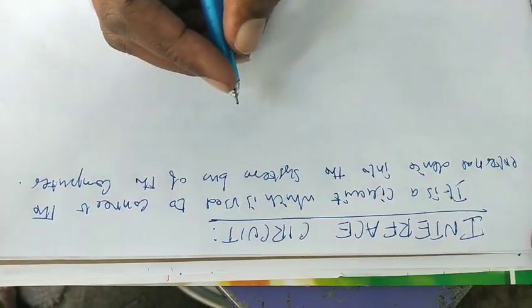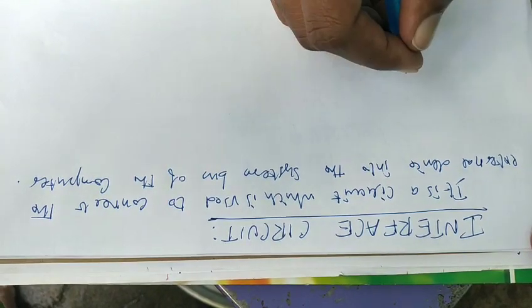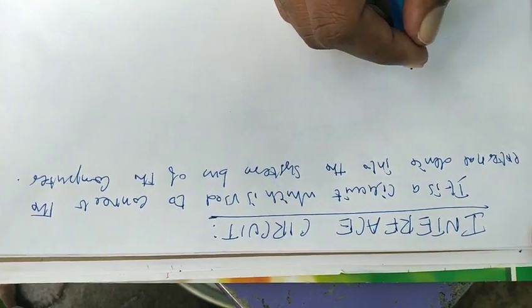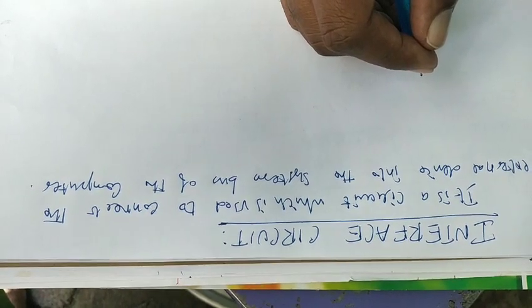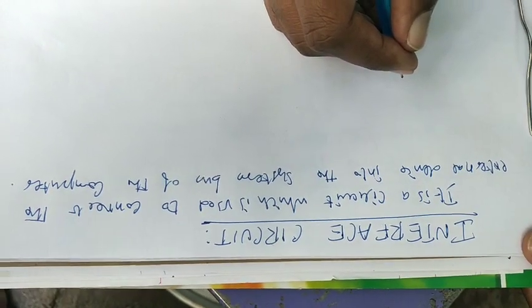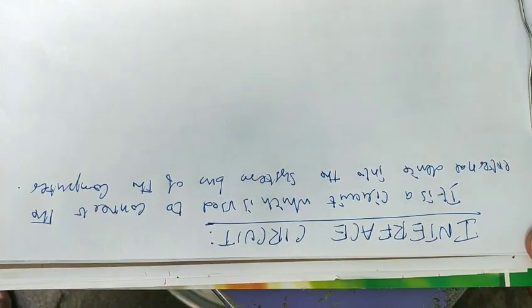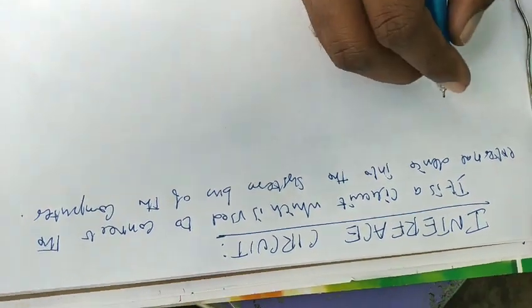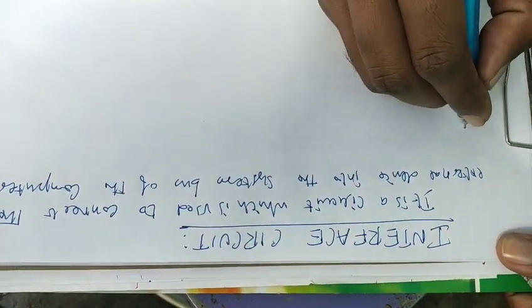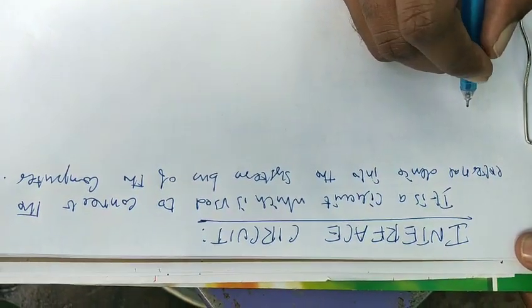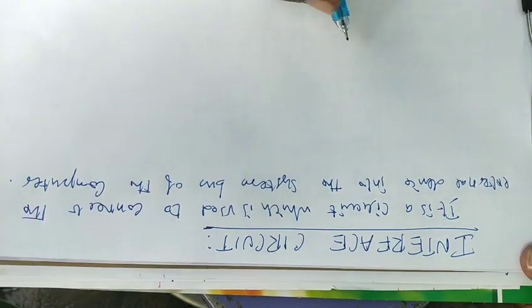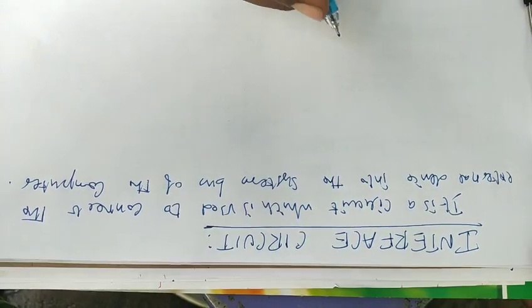And also, the interface circuit has a number of functions. Basically, it has nearly 5 functions. What the functions of the interface circuit are, and where it is going to be used, we are going to see with an example. With the help of a diagram, we will see how a keyboard is interfaced with the processor.